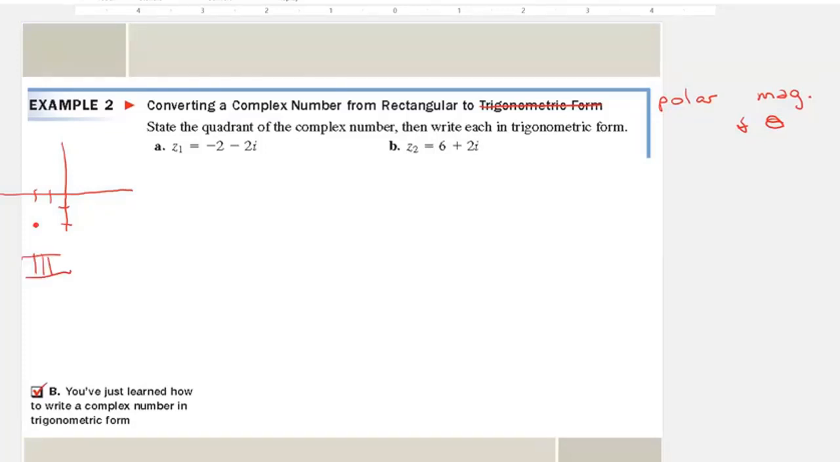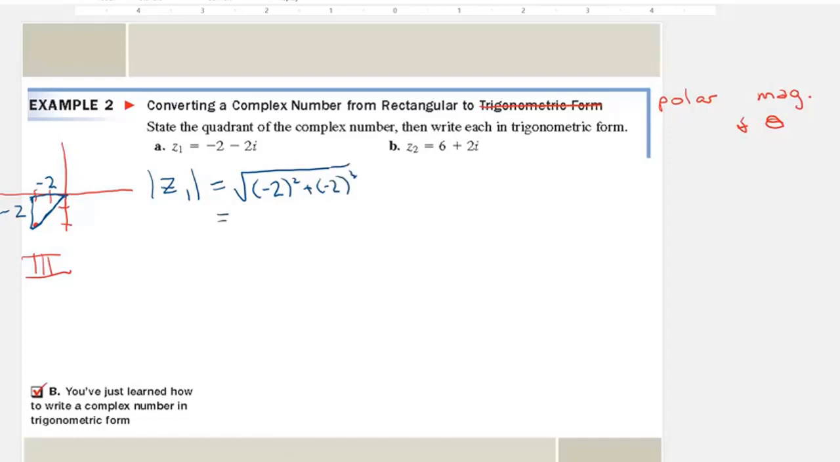We want to find the magnitude. This is really the triangle that I have, right? Where this side is -2, and this side is also -2. If we want to find the hypotenuse, which is the magnitude, we can say that z1, the magnitude, is equal to the square root of -2 squared plus -2 squared.